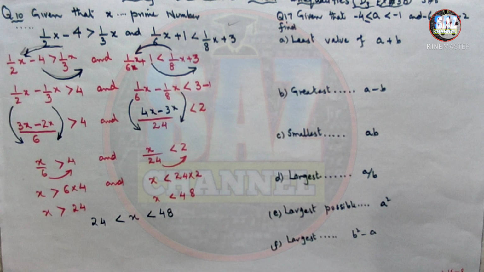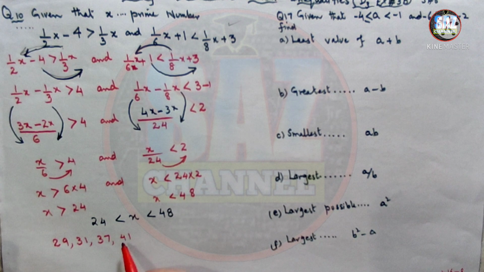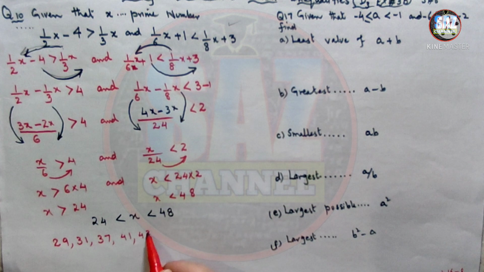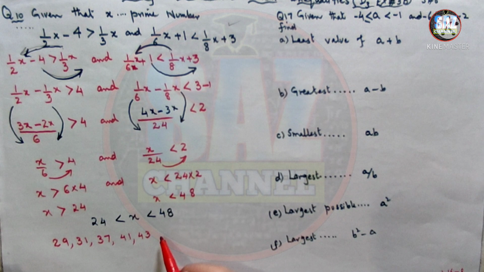So we have to think about the list of the prime numbers which are between 24 and 48: 25, 26, 27, 28, 29, then 30 is not a prime, then 31, 32, 33, 34, 35, 36, then 37, then 38 is not a prime, 39, 40, 41, 42, 43, 44, 45, 46, and 47. These are the prime numbers which are satisfying this situation.